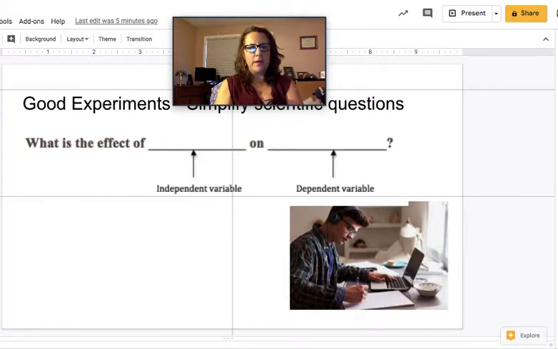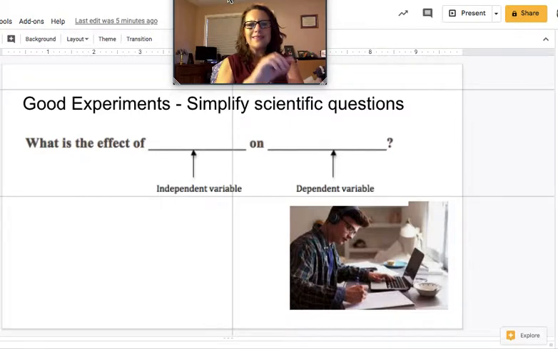So in this experiment, you would have two different variables, just like always, an independent and a dependent. And one thing that you can do is simplify the question in order to more easily identify the independent and the dependent variable. This is the format that you can use. It is, what is the effect of blank on blank? In the first blank, it would be your independent variable, and in the second blank, it would be your dependent variable.